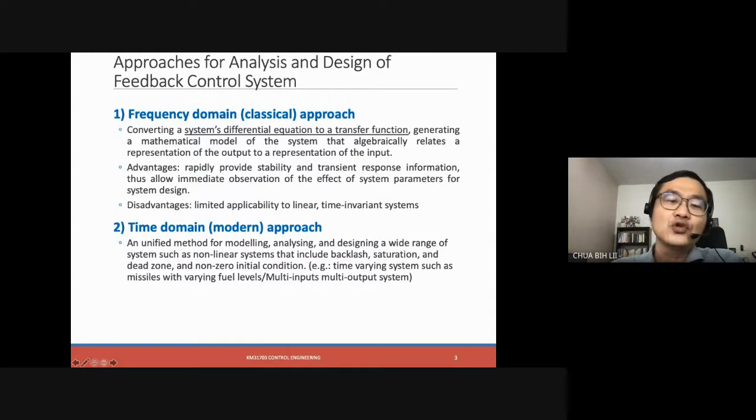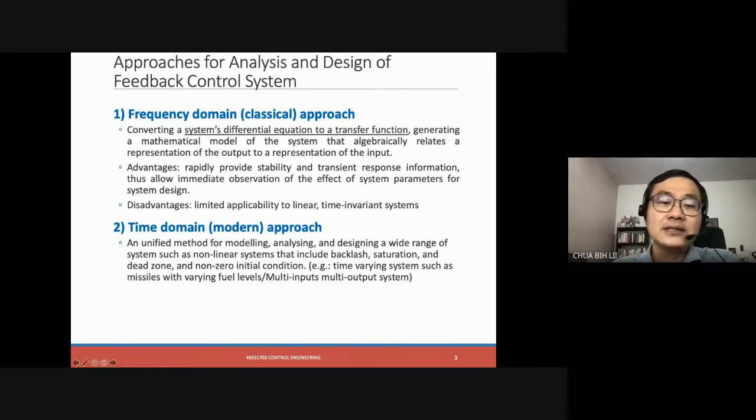Okay, so from there onwards, we would like to generate the models and analyze them in the form of frequency, like the S domain, so called. All right. So the advantages would be stability. You can form a transient response. Okay, and other observations that are required for the design.